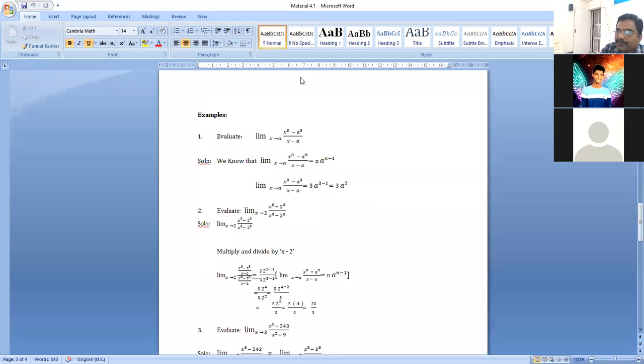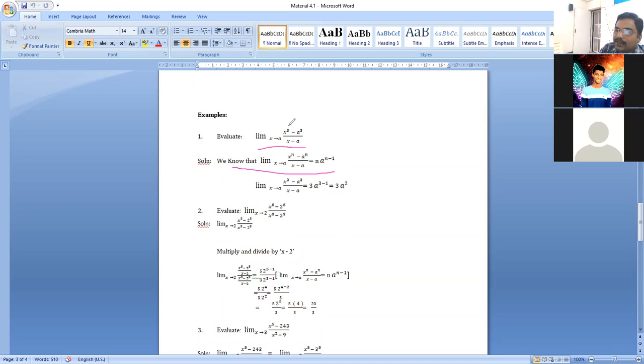Now, first example: evaluate the limit as x tends to a of (x cube minus a cube) by (x minus a). Now we know that you have to apply the first formula. We know that the limit as x tends to a of (x power n minus a power n) by (x minus a) equals n into a power n minus 1.